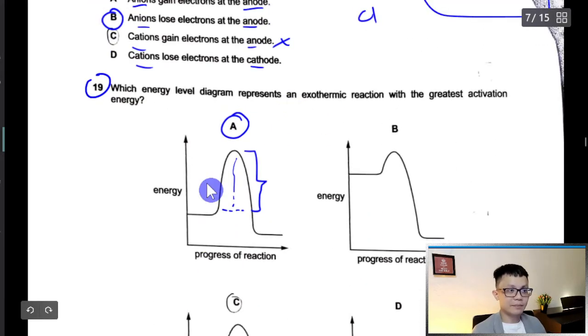Maybe you can remember activation energy this way: you need to reach the peak from your starting point. I don't know how you want to remember it, but just find some way to remember it. Nothing much to teach. It's a very direct question.